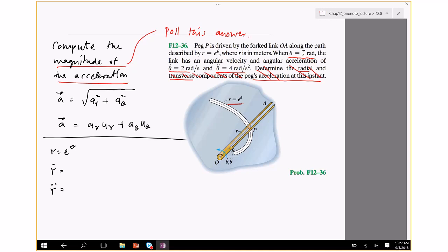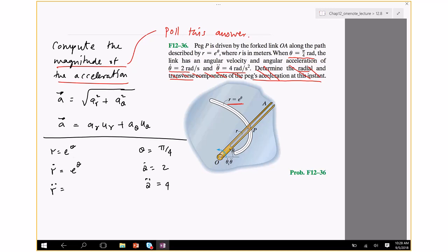Okay, so let's try to get, well, we need r dot, r double dot, similarly for theta. Let me write theta. So theta is pi divided by 4. Theta dot is already given, it's 2, and theta double dot is also given as 4. Okay, so to find r dot, and this is where many people make a mistake, this is e raised to theta, right? The derivative of e raised to theta with respect to theta is what you need to do first, and then you need to take the derivative of theta with respect to time.